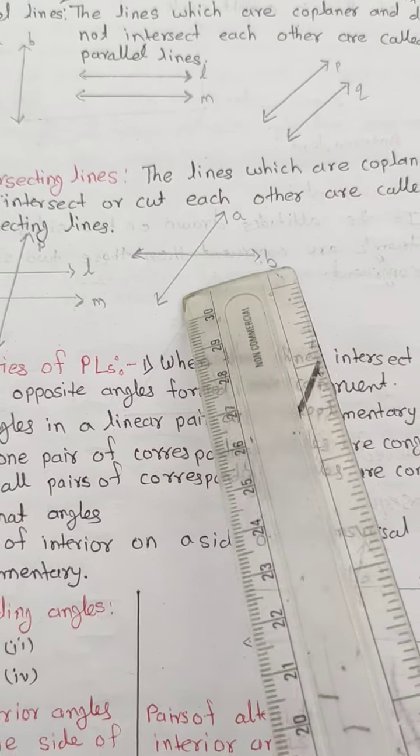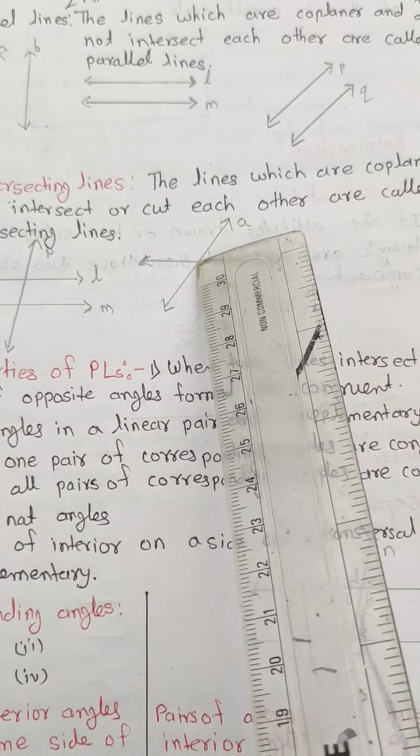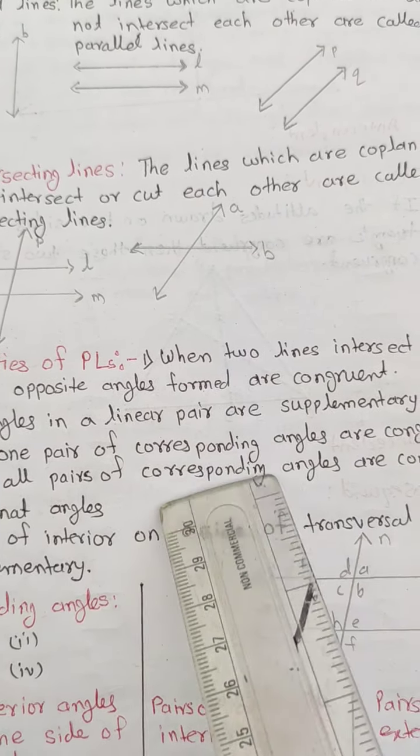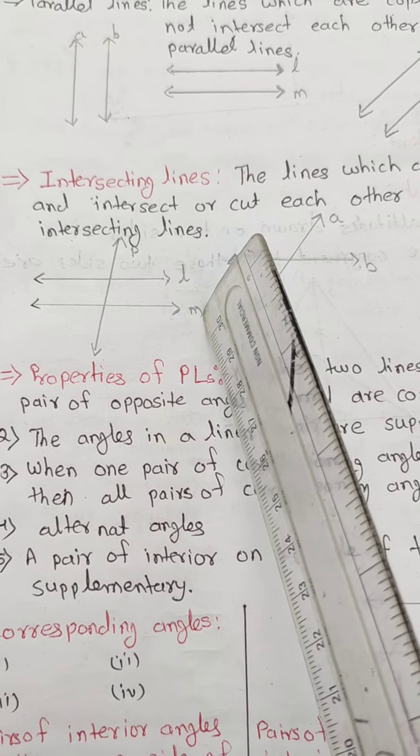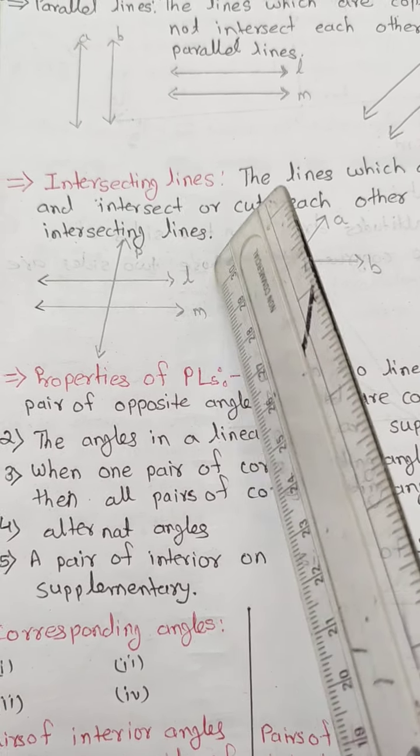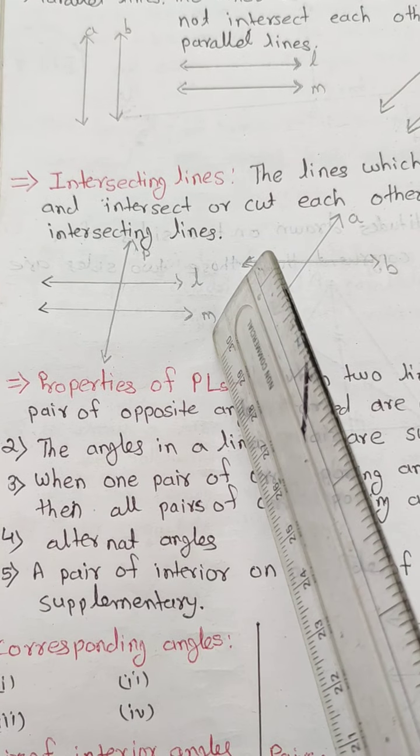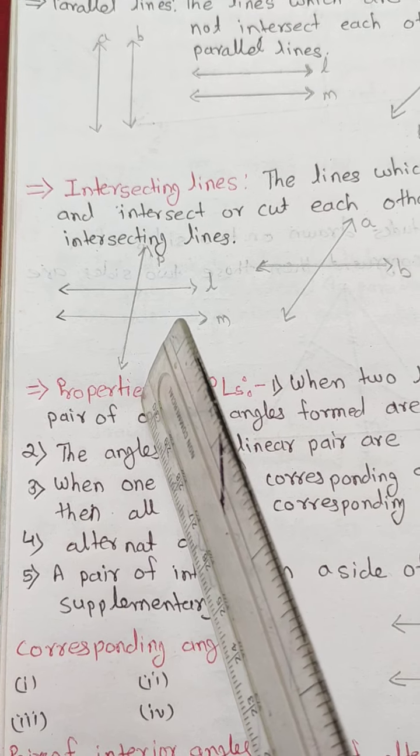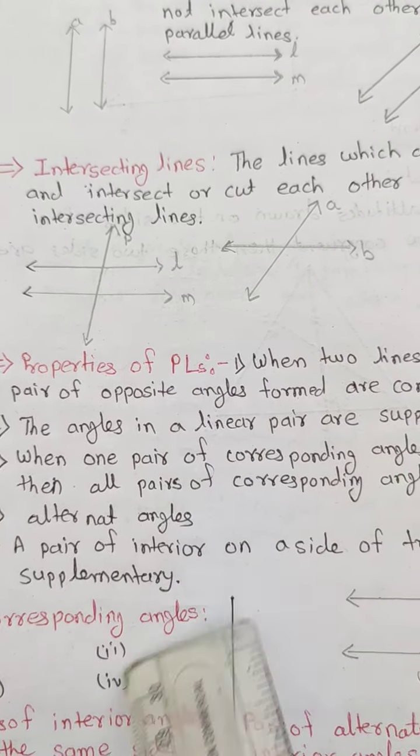See here in these examples, line A and B, both lines intersect at one point, so they are the intersecting lines. One more is there, transversal. For example this one, line L and M, they are parallel lines, they cannot intersect each other. And the line P intersects line L as well as M, so that's why line P is known as the transversal line.